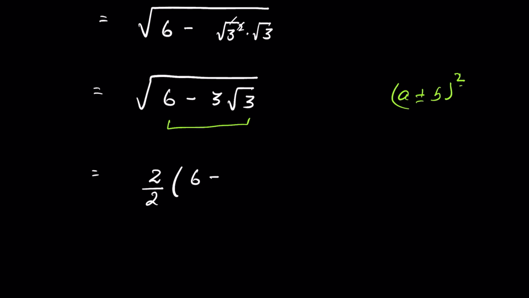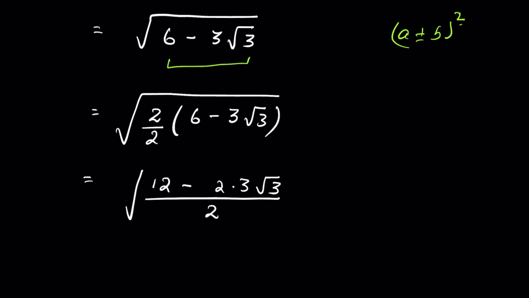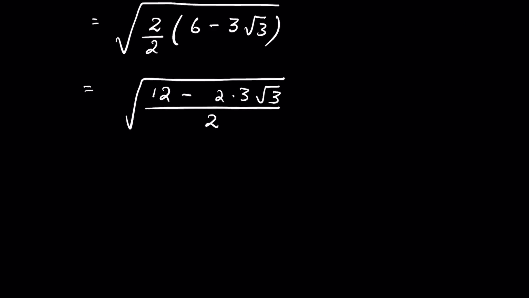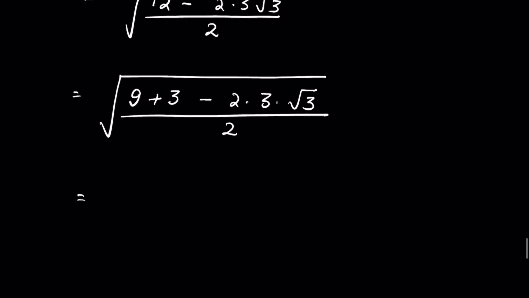So 2 upon 2 times square root of 6 minus 3 times square root of 3. Or we can write it as square root of 6 times 2 is 12 minus 2 times 3 times square root of 3 upon 2. Or 12 we can write it as 9 plus 3 minus 2 times 3 times square root of 3 upon 2, under square root.